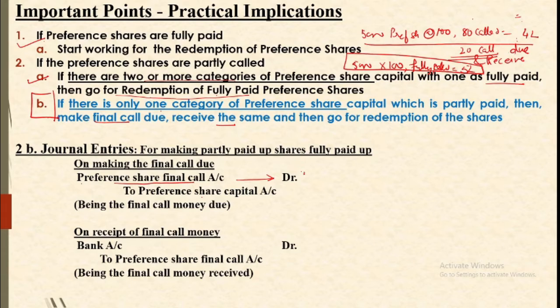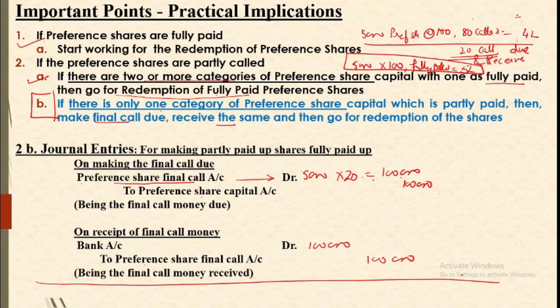Like in this case, 5000 shares at the rate of 20 rupees. So 1 lakh rupees will be called. So your capital increases by 1 lakh and the shareholders become your debtor for this amount. Then you receive this amount, bank to share final call account. So 1 lakh will be received. So after this, your shares are now fully called and paid. So now you can make estimates and you can work for the next steps.